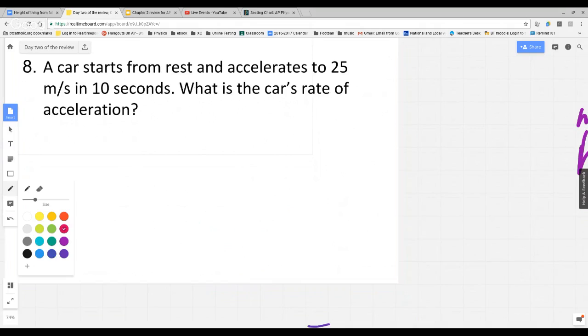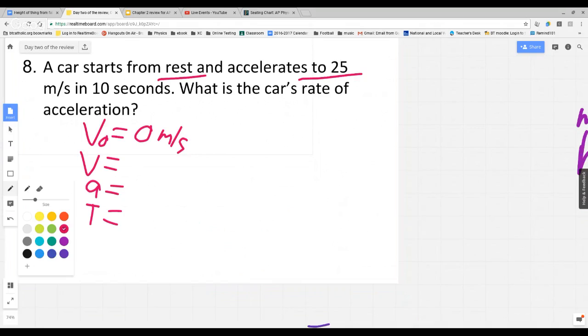Alrighty. What's the stuff that we have? What are the variables? We have velocity and time. We start at rest, so that's going to be 0. You're going to accelerate to 25, so that's how fast you're going to end up going. 25 meters per second. Acceleration is question mark, and it was 10 seconds.